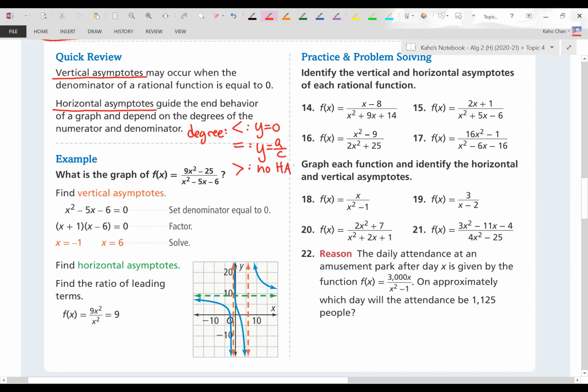Okay? In fact, I've mentioned this in the lecture before. We do produce something called a slant asymptote, and that's something we discuss in trigonometry.